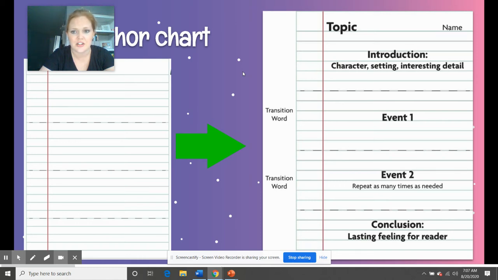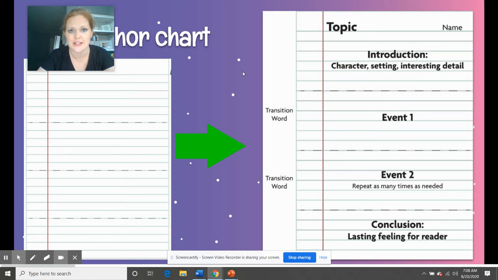In the introduction, you're going to include characters, settings, and an interesting detail that's going to hook your reader, okay? Event number 1 is just something, let's take for example the story that you wrote the other day about something that happened to you. So the introduction is going to lead us into your story. It's going to hook us and keep us interested. But the event number 1 paragraph is where you're going to really start to talk about those details that lead up to the biggest part of your story, right?